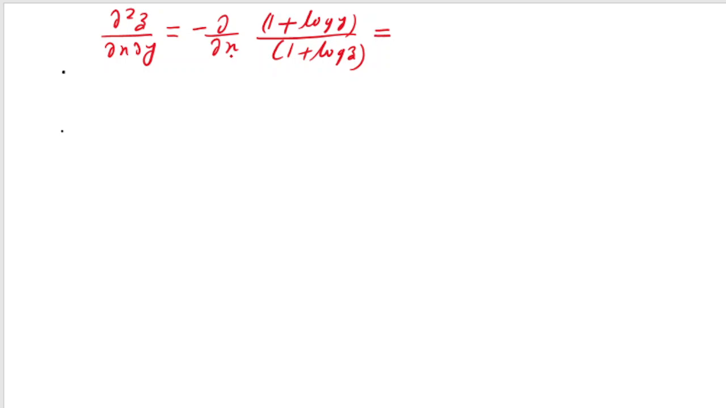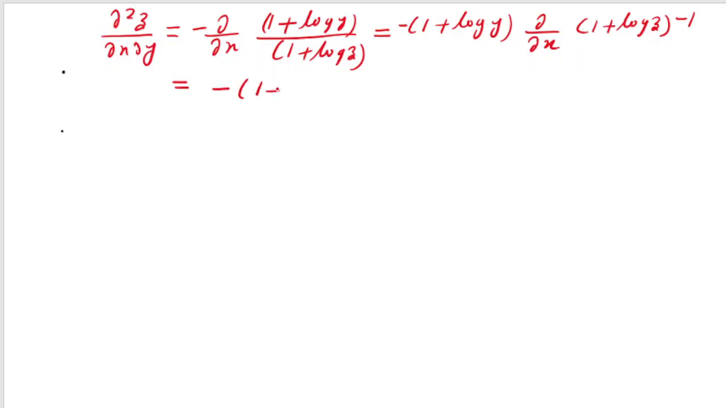So the important thing here is that since I am differentiating it with respect to x, the y term will be treated as constant. So I write 1 plus log y out and minus del by del x of 1 plus log z to the power minus 1, right? So to simplify, minus 1 plus log y, and the derivative of this will be like minus 1 plus log z to the power minus 1, that is minus 2, and 1 plus log z with respect to x.